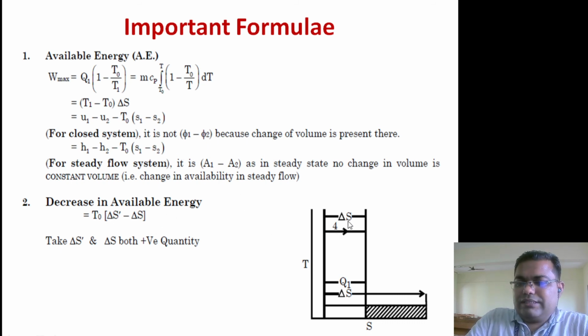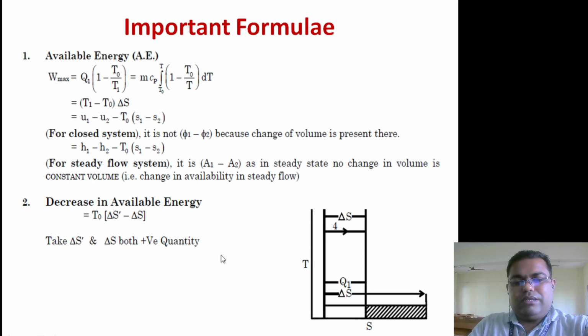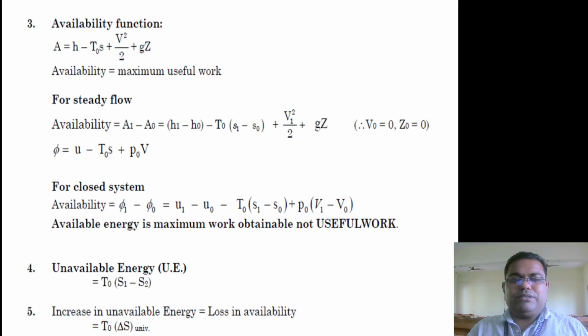Decrease in available energy for the finite temperature difference, if we look at this case, which we have proved there. We have clearly seen that the heat rejected in the second case was higher, so the work produced in the second case was lower, so that much loss of work was happening due to the heat transfer through a finite temperature difference. And we found that this was equal to the increase in unavailable energy of the surroundings, given by T naught into delta S dash minus delta S. So you can say T naught into delta S of the universe gives the decrease in available energy, or increase in unavailable energy of the surroundings, due to the finite temperature difference.